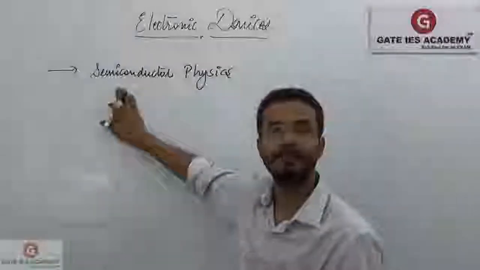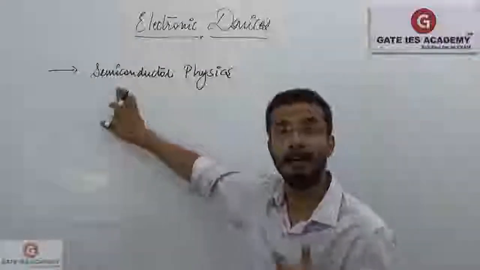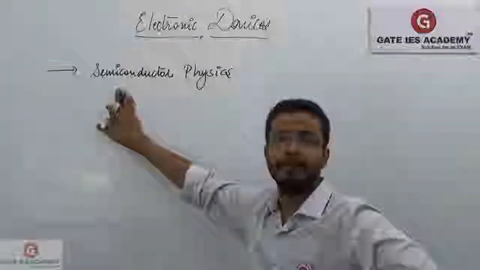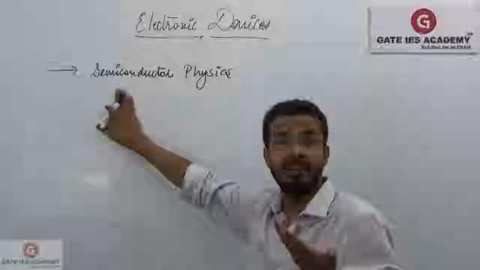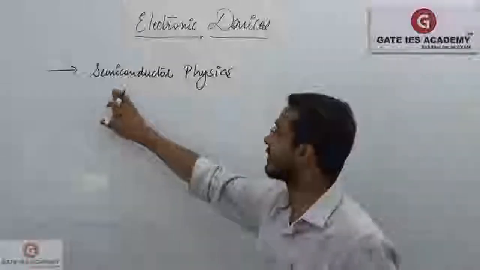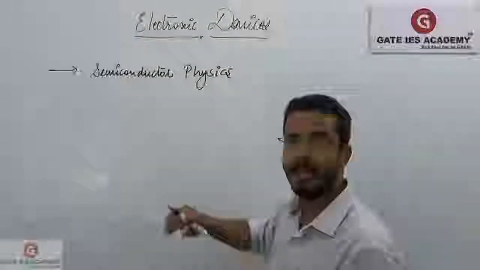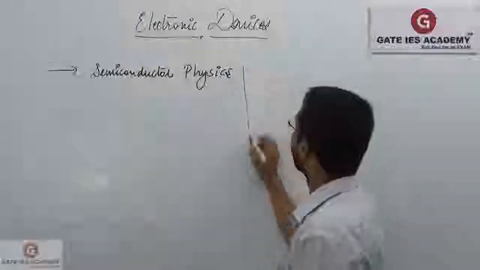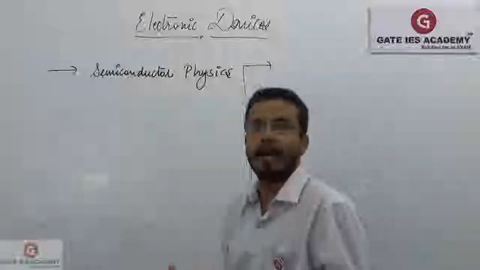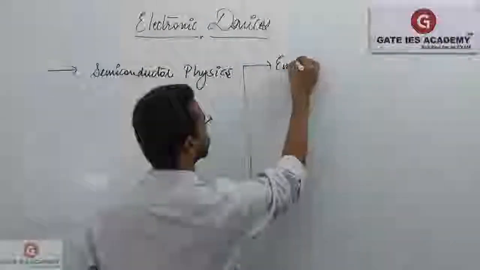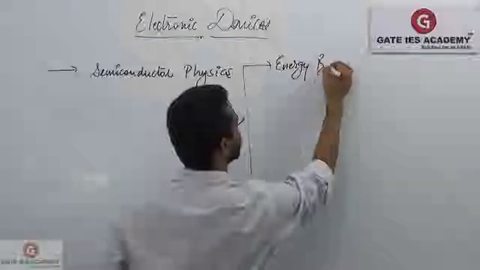That means what will happen if I increase the temperature, what will happen if I increase the doping, what will happen to the Fermi level and the energy band diagram. All these things we will study in semiconductor physics. This has various subtopics, so I am writing only the broader parts. The first one will be the energy band diagram.